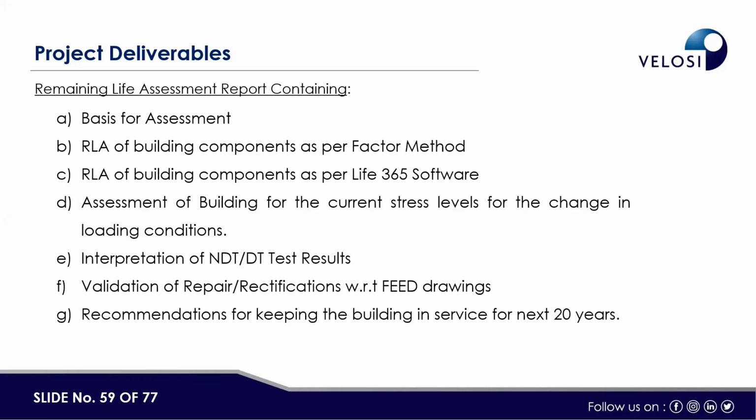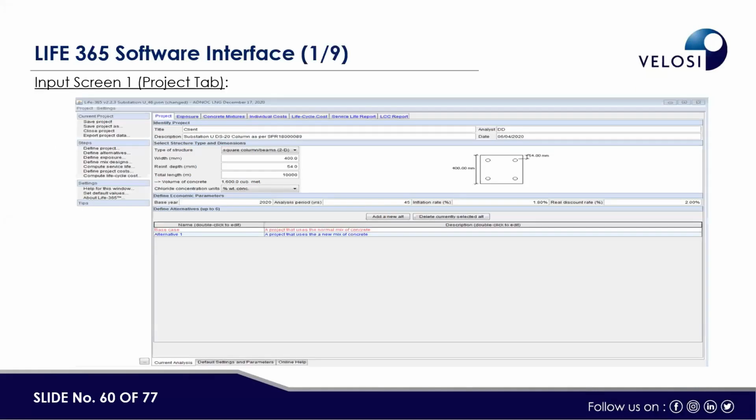So, remaining life. The report generally contains the basis of assessment, then the RLF of building components as per the factor method and based on Life-365 software, then assessment of the building for current stress levels for change in loading conditions, interpretation of the results of tests, validation of repair or rectification with respect to field drawings, and recommendations for keeping the building in service for the next 20 years. So this is the input screen for the Life-365 software.